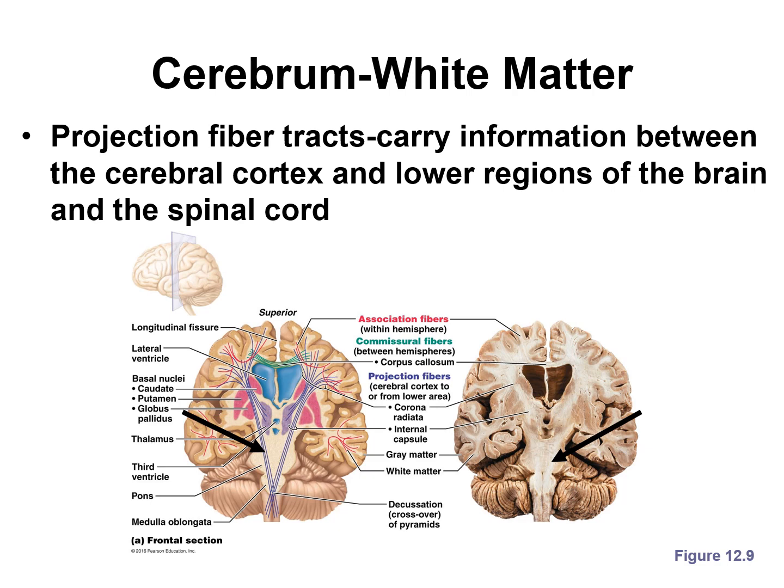And lastly, we have projection fiber tracts. Projection fiber tracts carry information between the cerebral cortex and lower regions of the brain, as shown here in sort of a purple color. So communication between, say, the cerebrum and the diencephalon, or the diencephalon and the brainstem, etc.